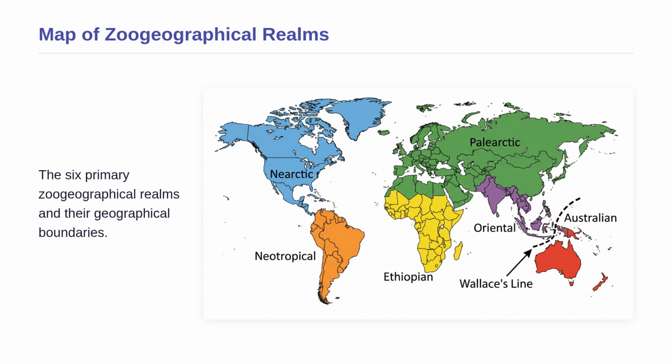Pay special attention to the boundary between the Oriental realm in Southeast Asia and the Australian realm. That dashed line is Wallace's line, a deep ocean trench that acts as a massive invisible wall to animal migration.